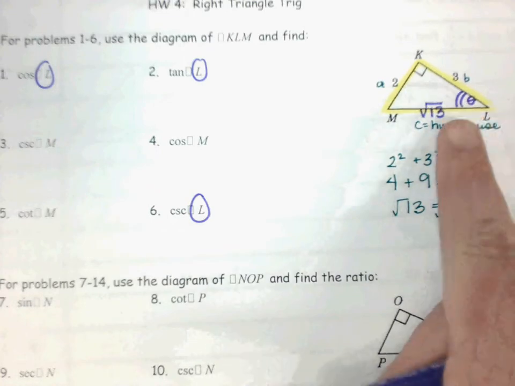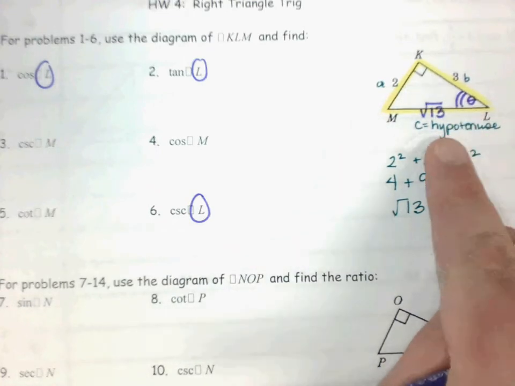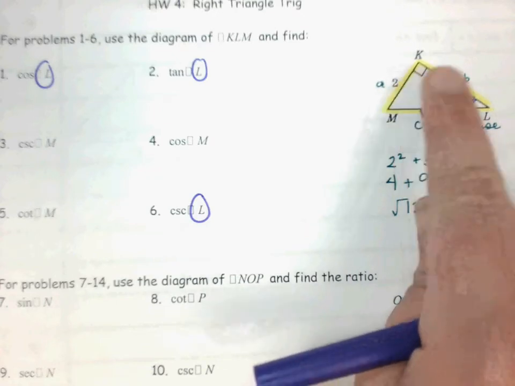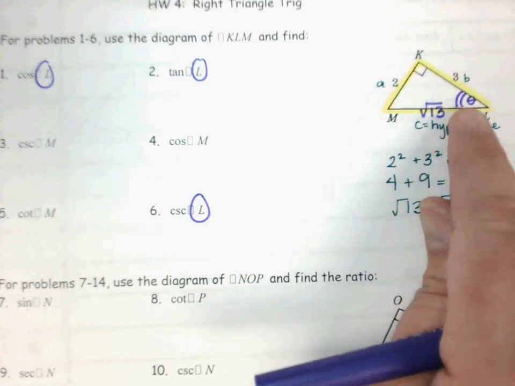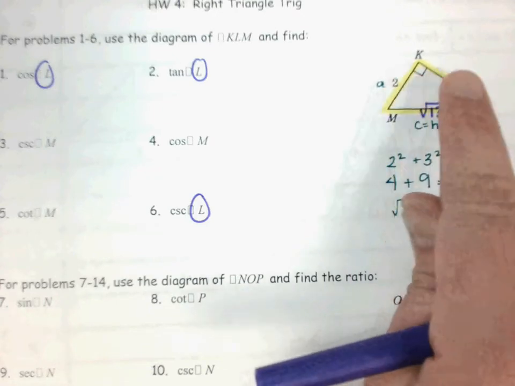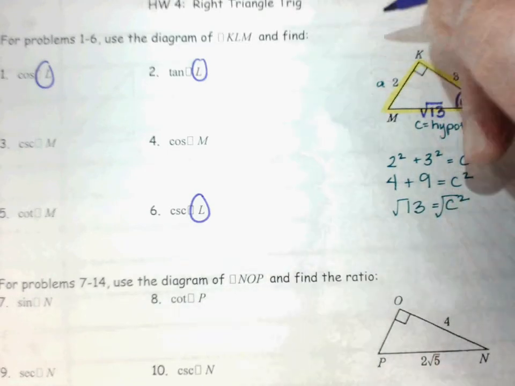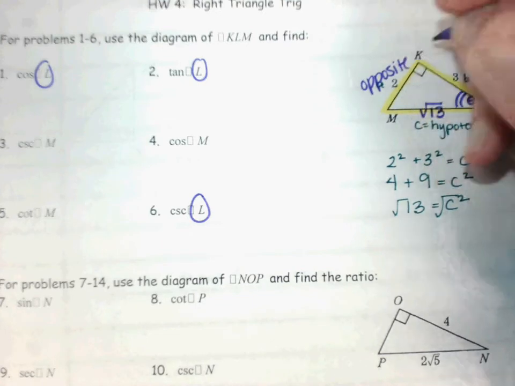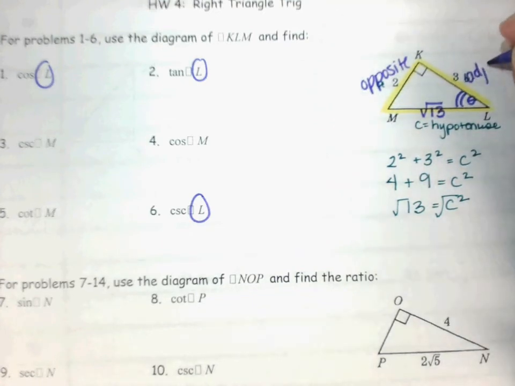Now, if this is my theta, and this is the hypotenuse, which side, the 2 or the 3, is opposite this theta L? 2 or 3? 2. So this is my opposite side. This is my adjacent side. And remember that adjacent means touching, so whichever leg is touching that angle, that's the one that's adjacent.